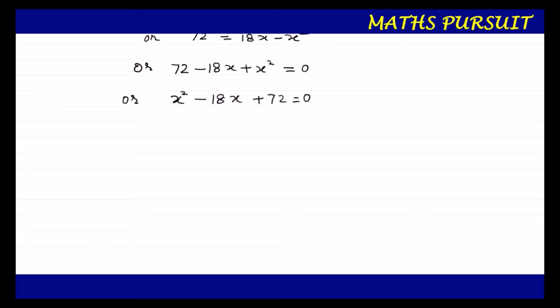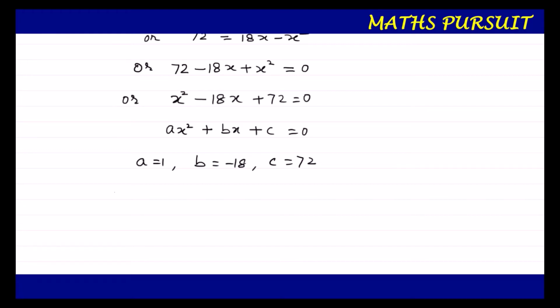Now let me compare this quadratic equation with the quadratic identity, which is given by ax^2 + bx + c = 0. Comparing this with the quadratic equation that we got above, I can write a = 1, b = -18, and c = 72. Now we have the values for a, b and c.